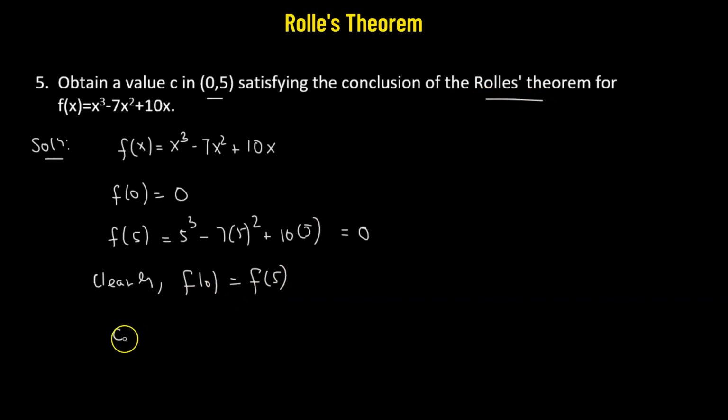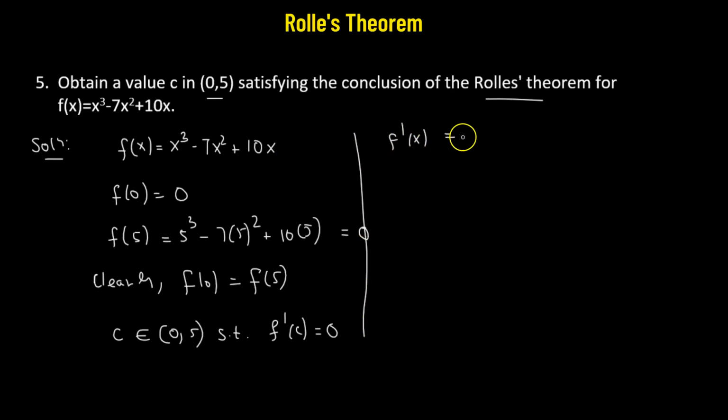Rolle's theorem tells us that there is at least one value of c belonging to the interval 0, 5, such that the slope of the tangent line to the curve f of x at c is equal to 0. Since we have the function f of x, f prime of x will be equal to 3x squared minus 14x plus 10. Now we will find the value of this slope at x equals c. So this will be 3c squared minus 14c plus 10, and we'll find the value of c by equating it to 0.